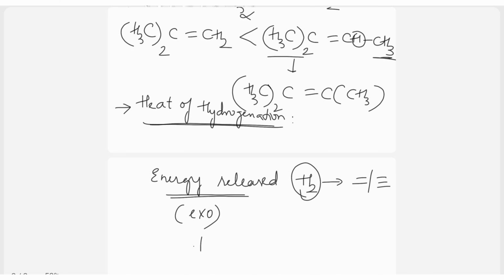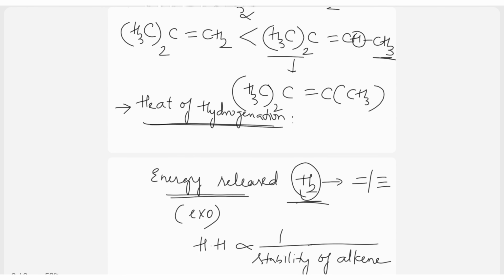And what is the relation between heat of hydrogenation and the stability of alkenes? It is inversely proportional. So whichever alkene is stable, that alkene will release less energy when hydrogen is added to it. So hyperconjugation explains the stability of alkenes, and it is also explained in terms of heat of hydrogenation. So we can calculate the stability as well as the heat of hydrogenation with the help of hyperconjugation. This is the first application.